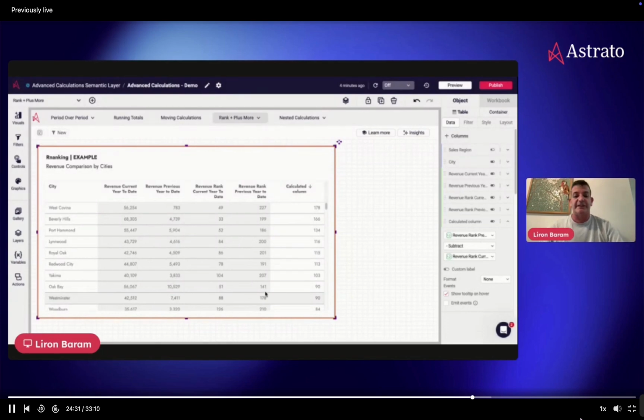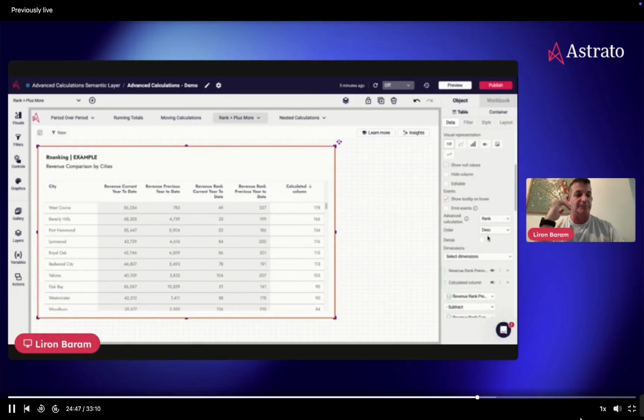So this is another example of how we perform advanced calculation by just applying some clicks and by just thinking about it. As you see, it's very, very straightforward and very intuitive. You have the advanced calculation, you just select the function you want to use, and you follow it.